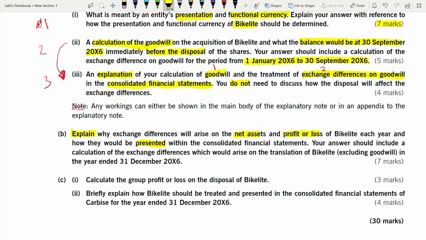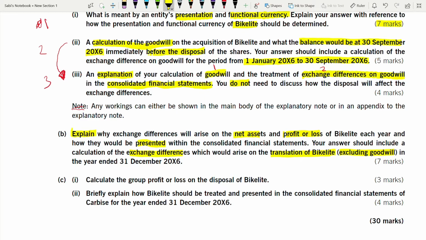Your answer should include a calculation. Now, when they say your answer should include something, your answer has to include it. When you don't include it and you include all the other things, still you will not get that mark. Remember, specifically when a requirement tells you your answer should include this, your answer should include that. So your answer should include a calculation of the exchange differences which would arise on the translation of Bakelite, excluding goodwill. Exchange differences you have to show for the translation of Bakelite. Of course, you know this. There'll be an exchange gain or loss based on translation.